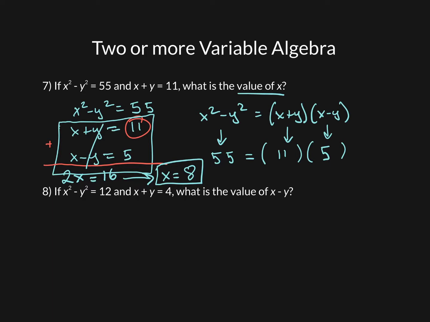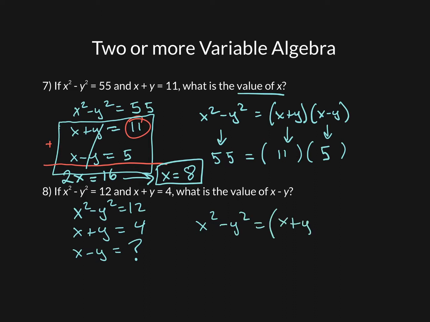And next, let's take a look at number 8. If x squared minus y squared equals 12, and x plus y equals 4, what is the value of x minus y? Well, as we've done before, we know that x squared minus y squared is the same thing as x plus y times x minus y. And we know x squared minus y squared is 12, based on what they told us within the problem. And then we know that x plus y is simply 4.